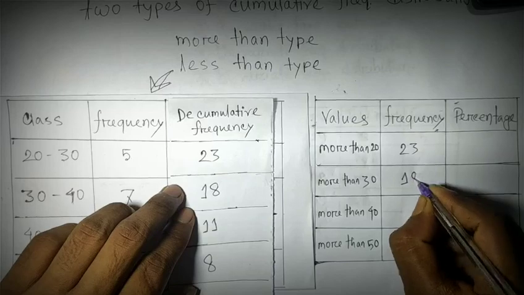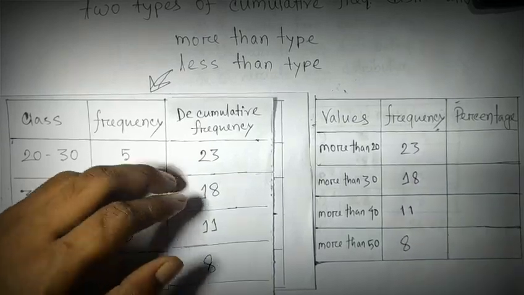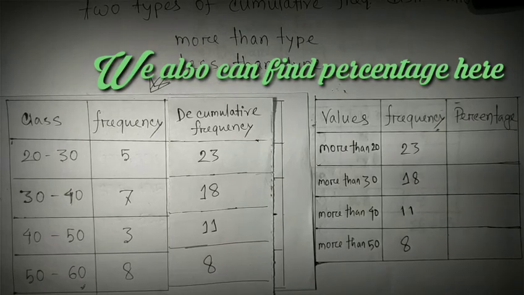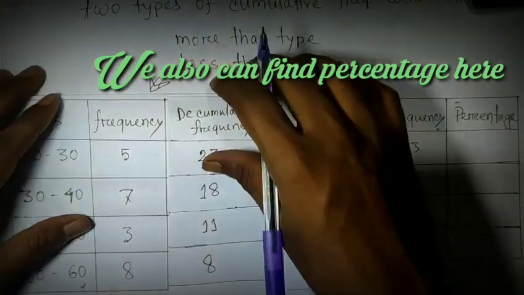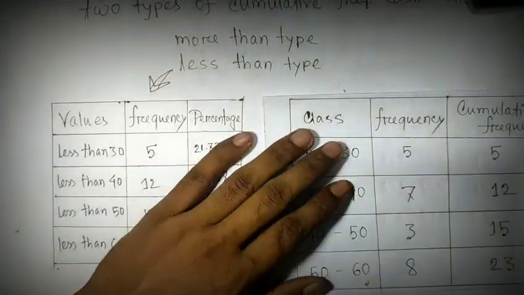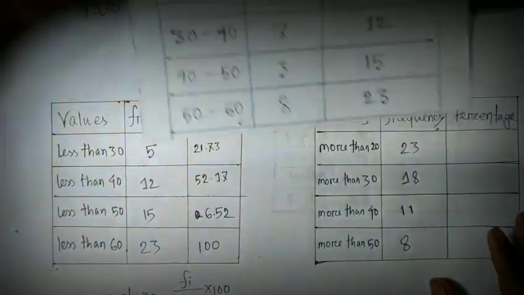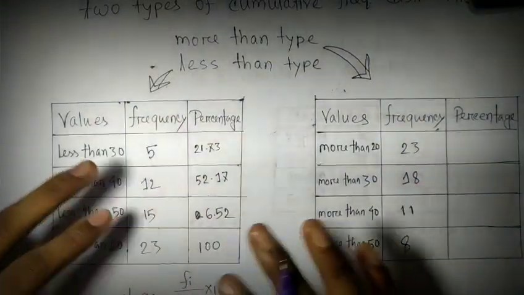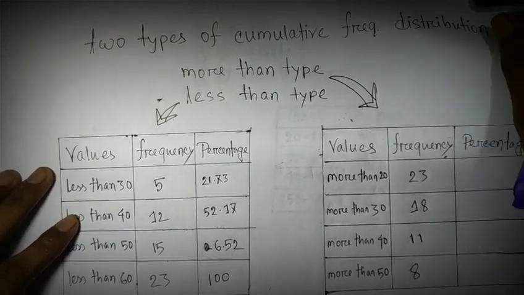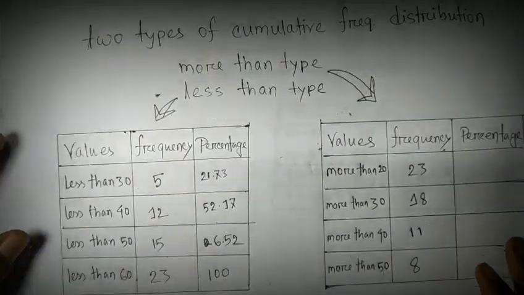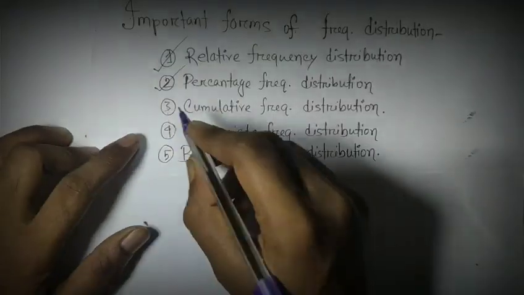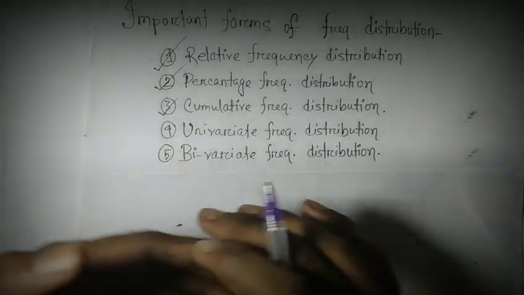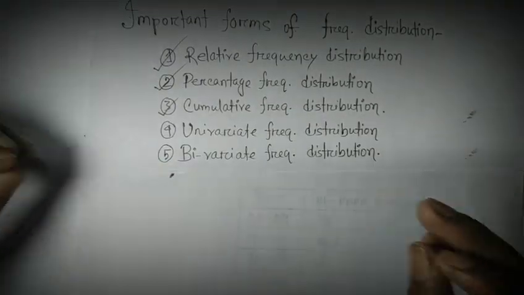And this will be the same as the decumulative frequency. That means we are presenting decumulative frequencies in the more than type, and we are presenting cumulative frequencies in the less than type. So you can see for this data it is the more than type and it is the less than type. So we have understood the two types of cumulative frequency distribution, that are the more than type and the less than type. We have learned about cumulative frequency distribution. Let's discuss univariate frequency distribution and bivariate frequency distribution.